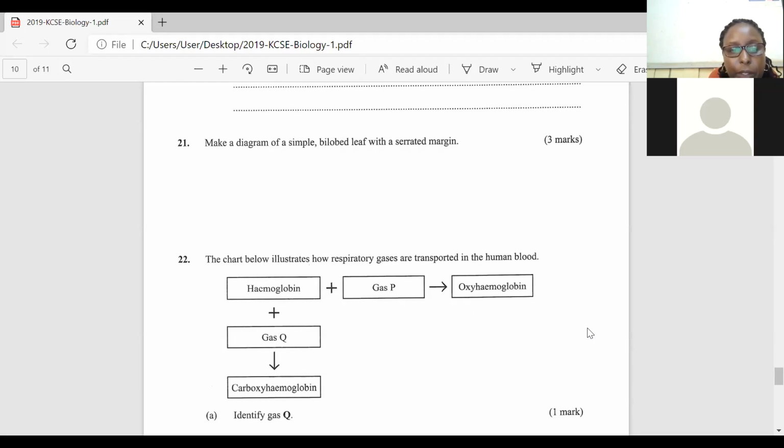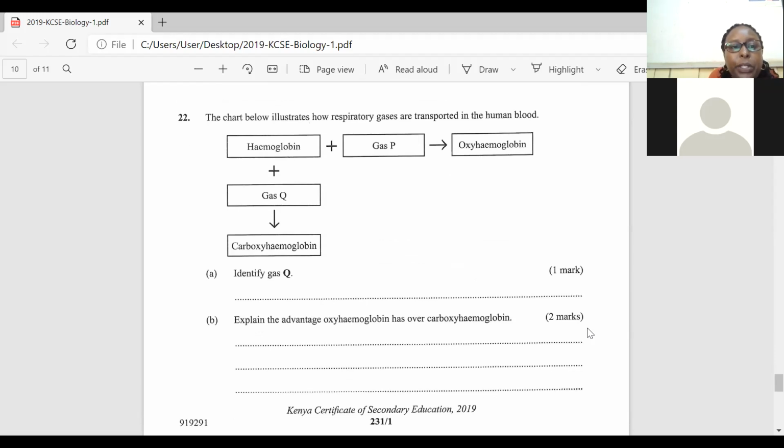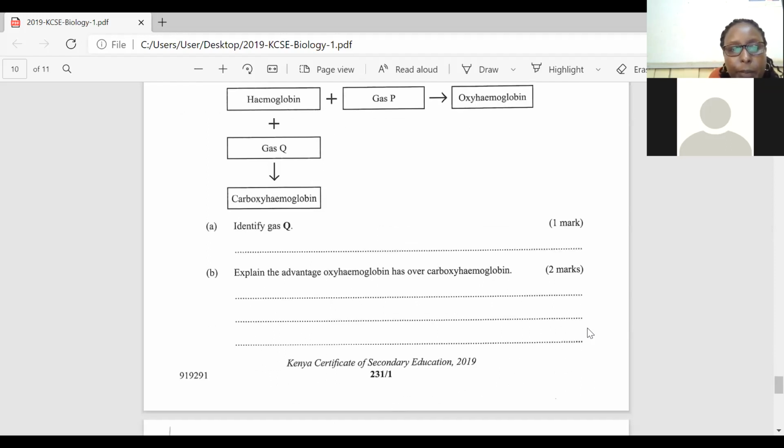Next, we look at the next question, question 22. We have that chart there. Part A: identify gas Q.